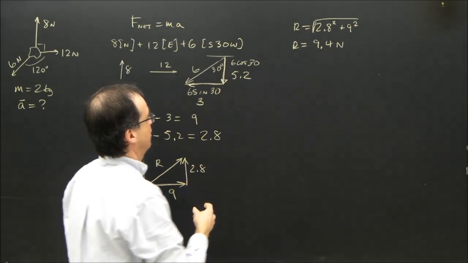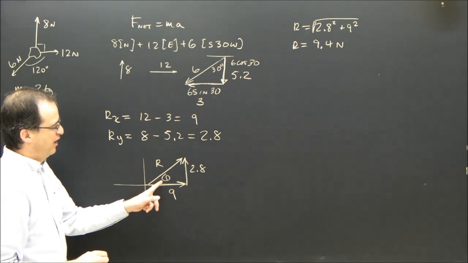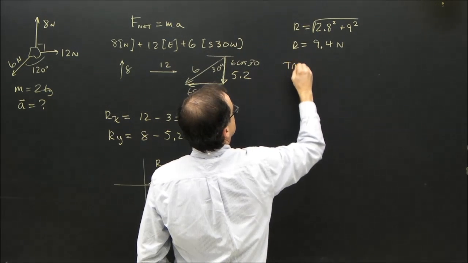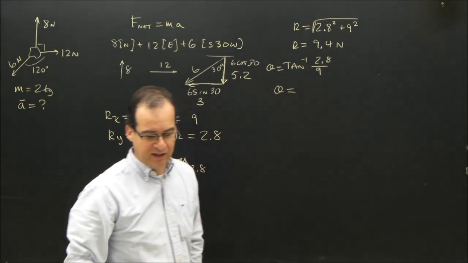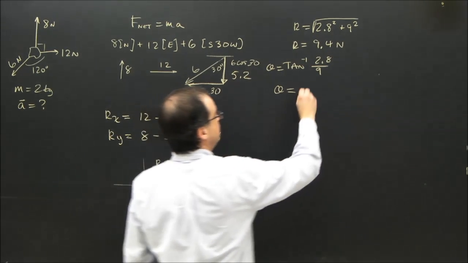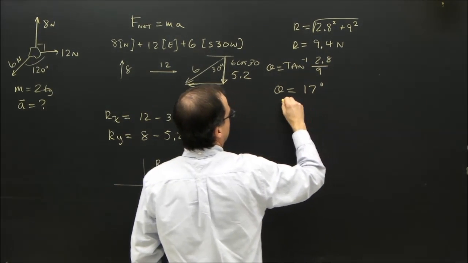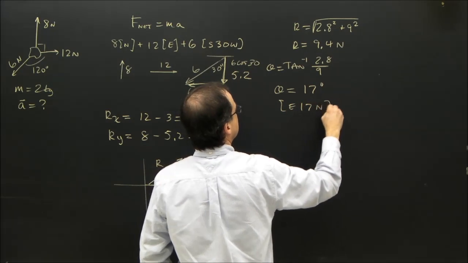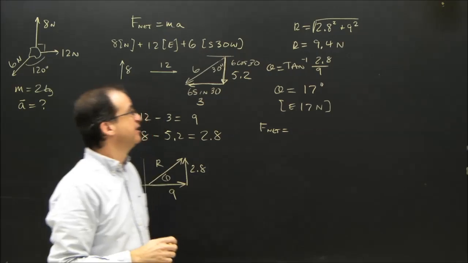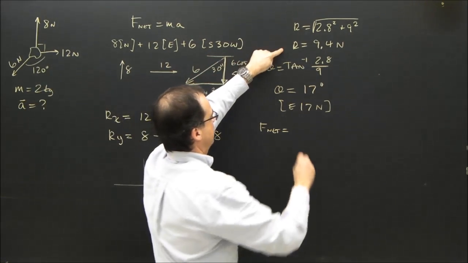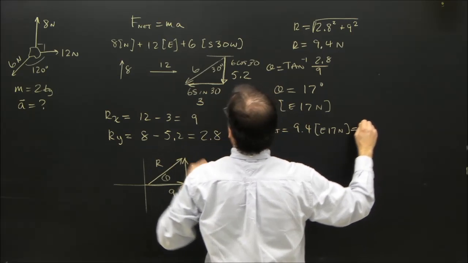Now I need a direction because we have to know the direction of the acceleration. So how do I find direction? It's going to be east so many north. So how do I find that angle? It's the inverse tan of 2.8 over 9. So the angle is 17 degrees. It's more than 17, I'm just rounding, keeping it simple. So the direction would be east 17 north. So my net force, which is the addition of all these forces, was 9.4 newtons east 17 north, and that equals ma.